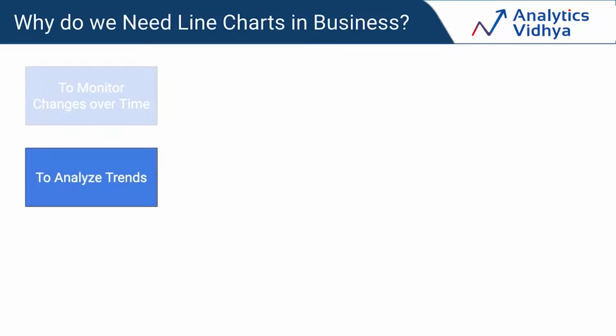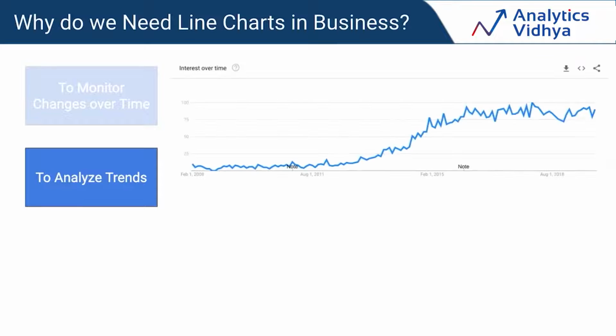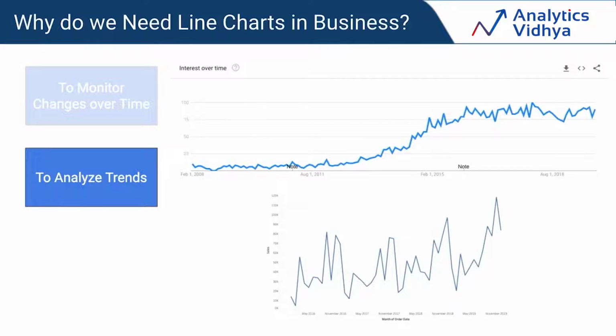Another common use of line charts is for analyzing trends and patterns. Here's a line chart from Google Trends depicting the term data science since 2008. Such an easy yet powerful way to show what the global audience is interested in over time. It's a fascinating use case. Now, this is a line chart showing sales numbers over the years. Does it seem familiar? If it does, it's because this was designed in Tableau. And we'll actually be drawing this up in the next video.